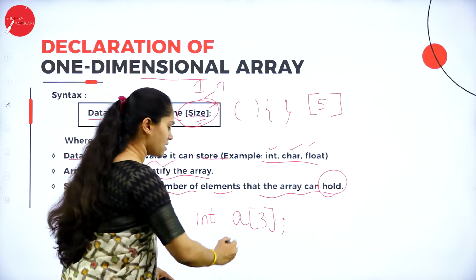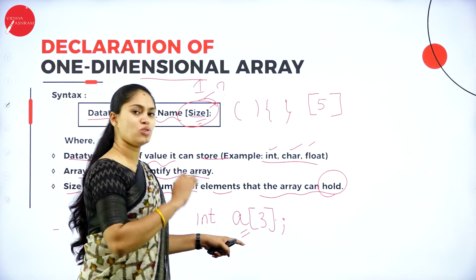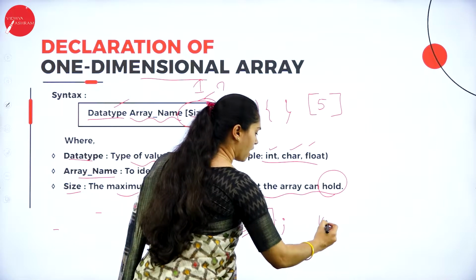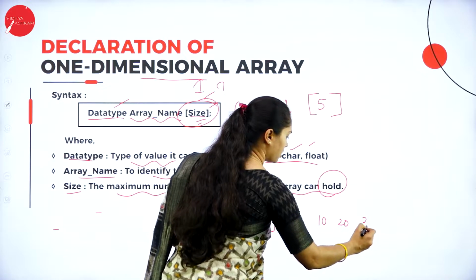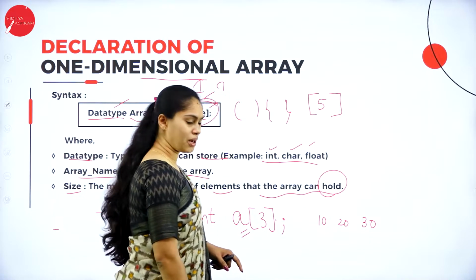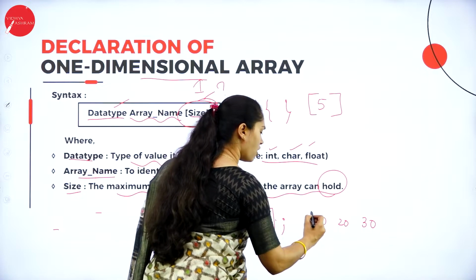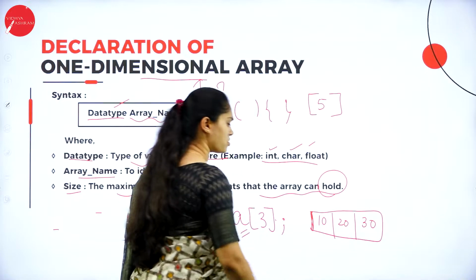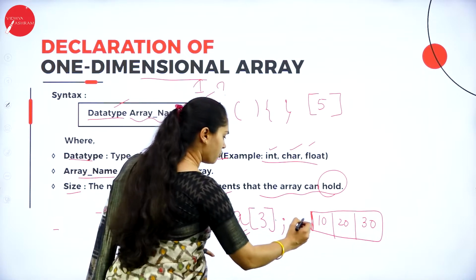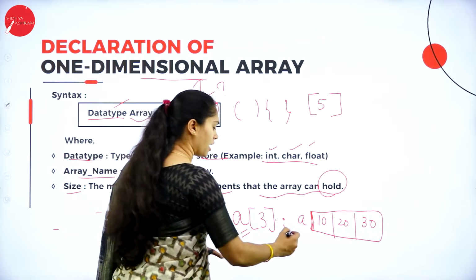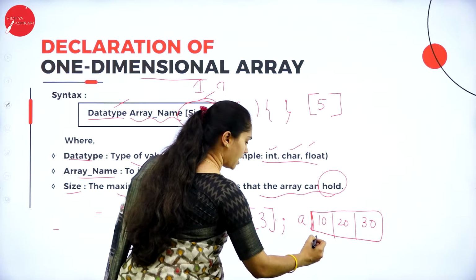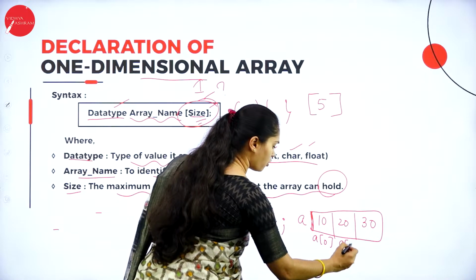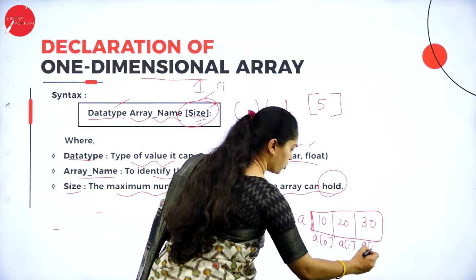What does it mean? This array called A can hold at most 3 elements, not greater than that. For example, if I have 10, 20, 30, how are we going to represent it? Either in terms of a row or a column. Fine. Here I am using the row methodology, and the name of the array is A. And what is the location of the first element? That is A of 0. Here it is A of 1. Here A of 2. Right.